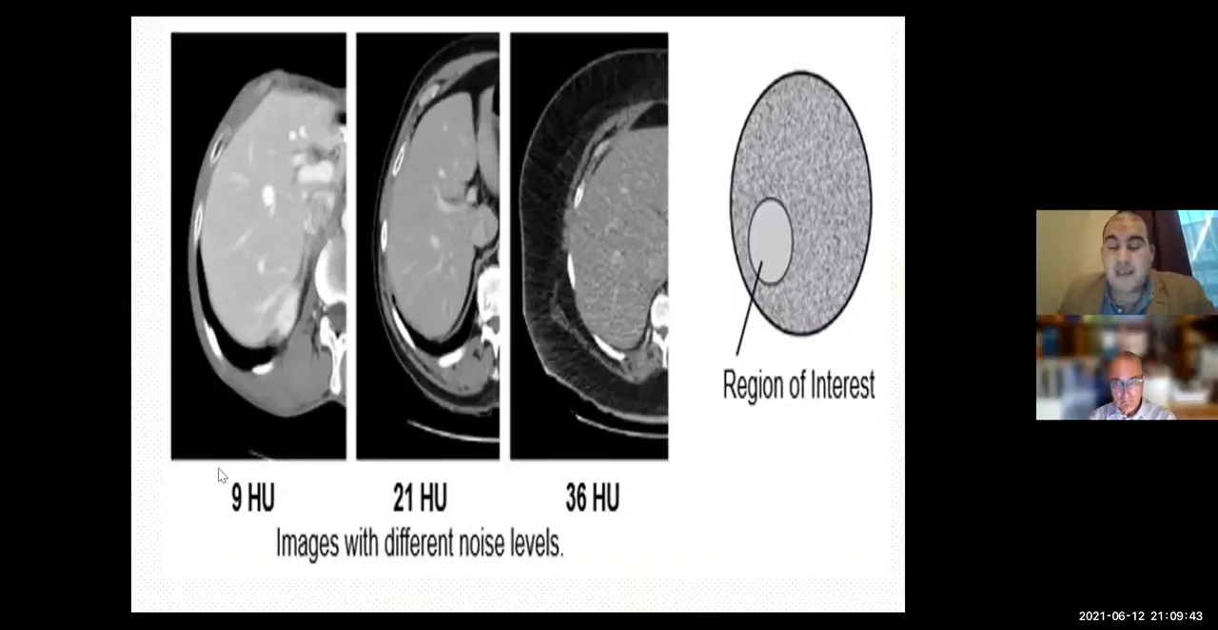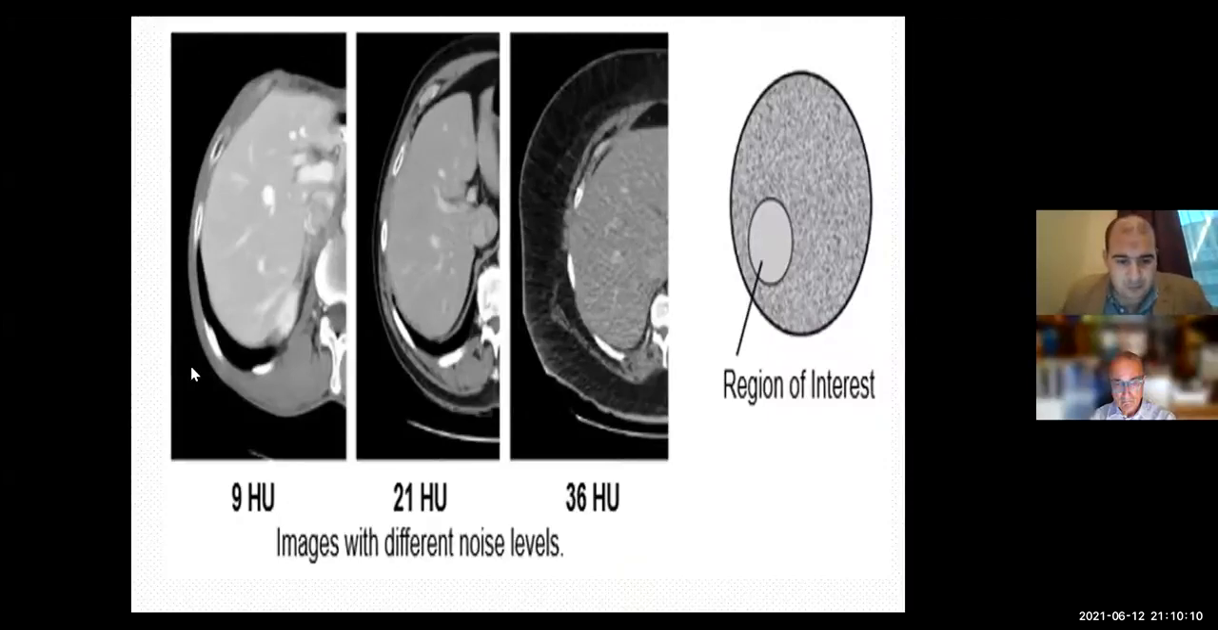Here this standard deviation represents the variation in the CT number, or the variation in Hounsfield units. If you get large variations, that means the region of interest contains pixels with different pixel values. But if you get small variation, that means the region of interest contains pixels with less variation in Hounsfield unit values. That means less noise.